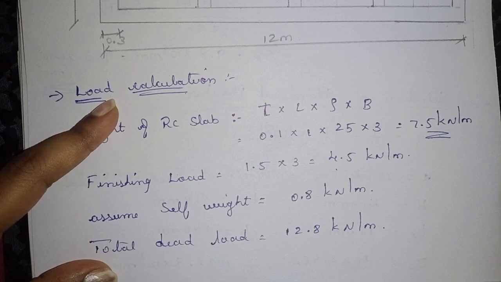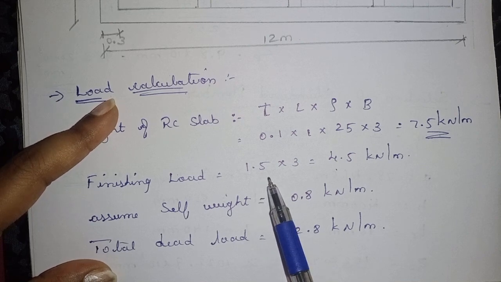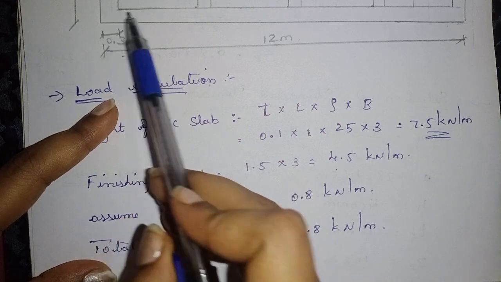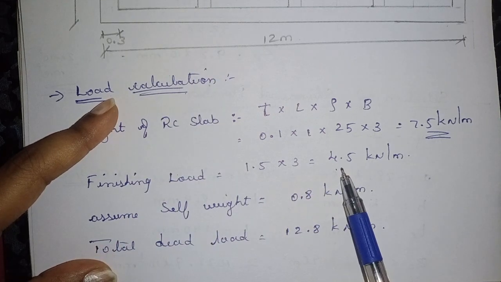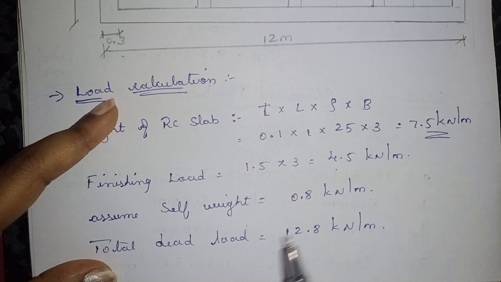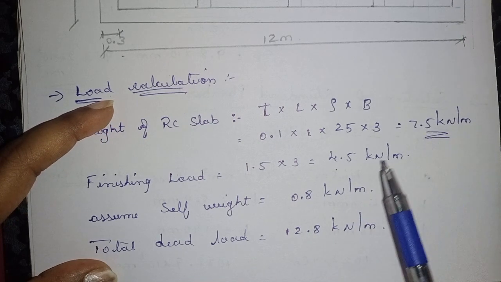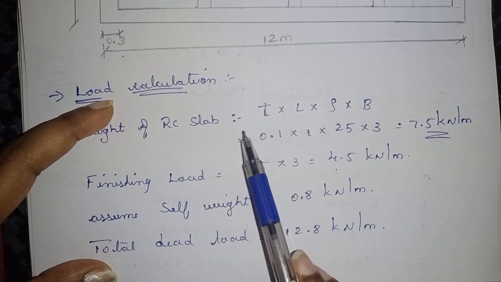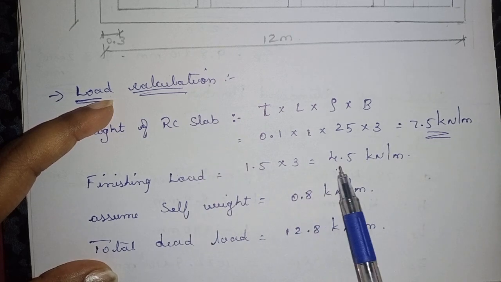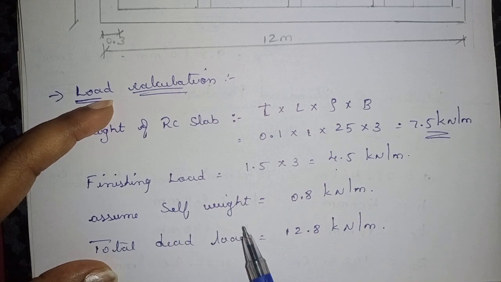Then we'll go to the finishing loads. The finishing load, 1.5, is already given in kilonewton per meter square. You need to convert it into kilonewton per meter. So 1.5 into 3, where 3 is the spacing of 3 meters, giving 4.5 kilonewton per meter. So we got the weight of the RC slab, and then the floor finish.